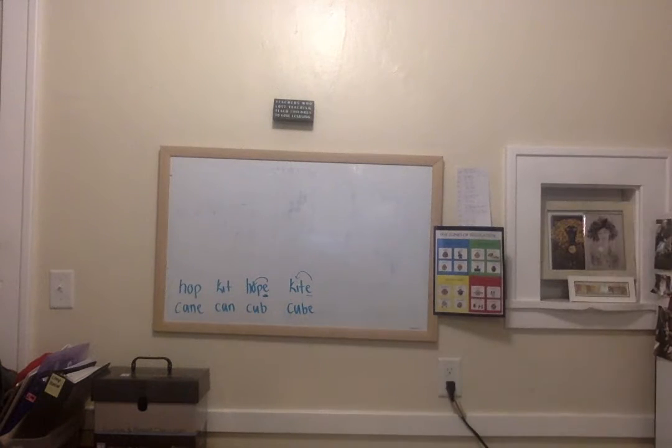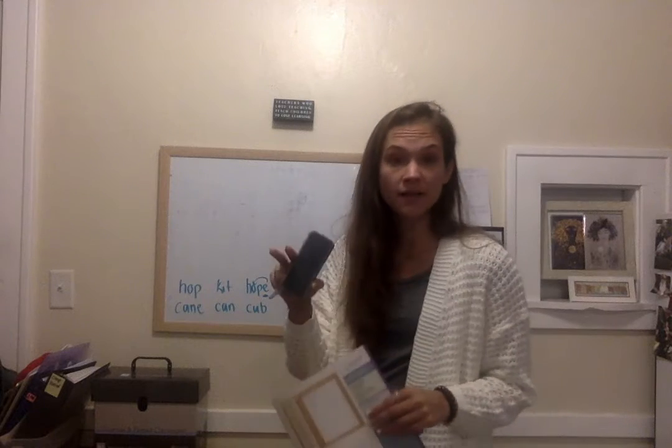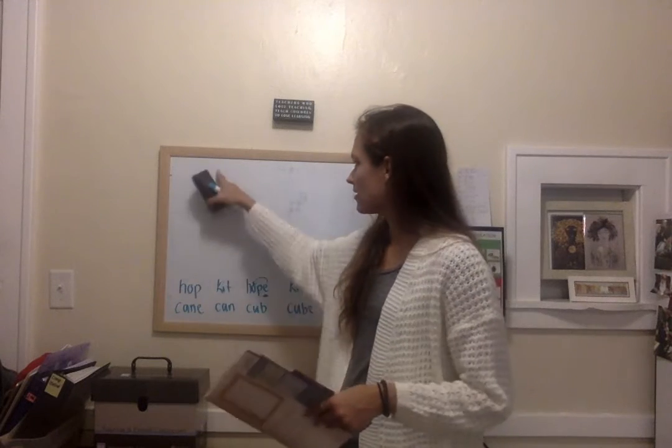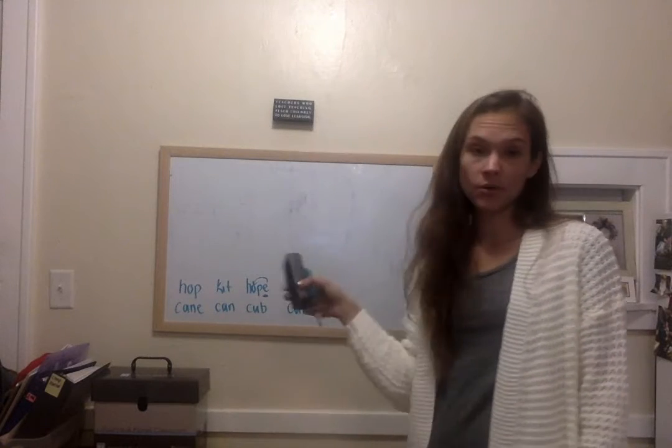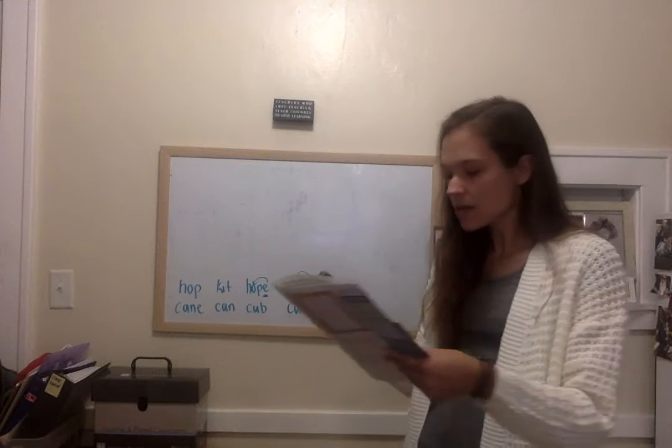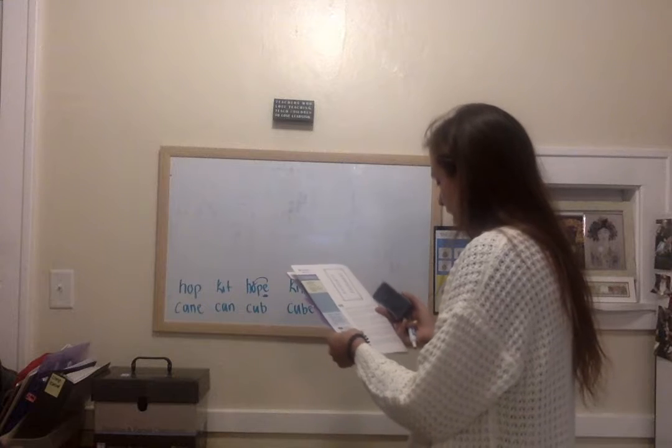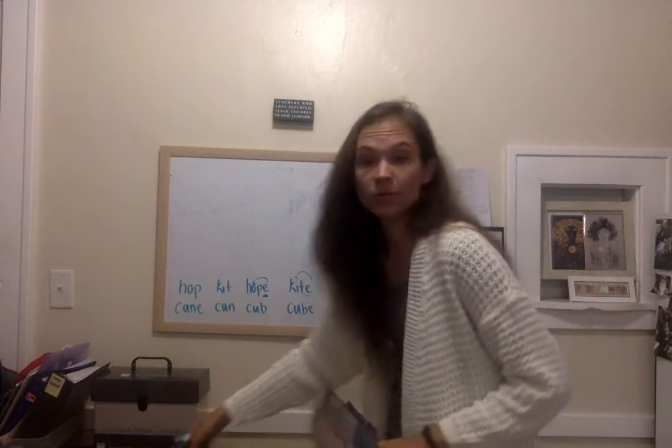Okay, so we are going to do a little sorting of these words. We are going to sort these words into two columns. On one side, we're going to do the short vowel sounds, and on the other side, we're going to do the long vowel sounds. Let's start with hop.